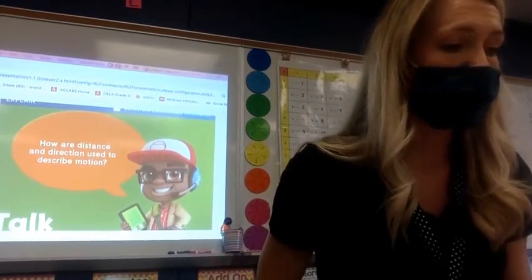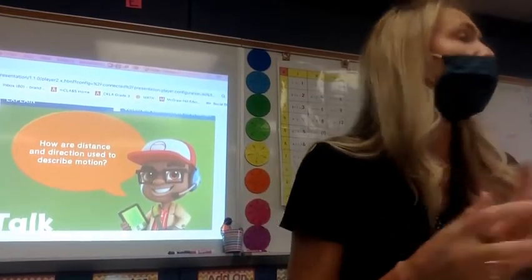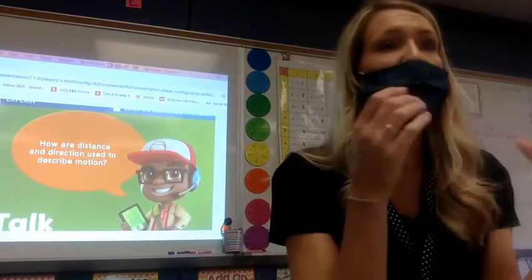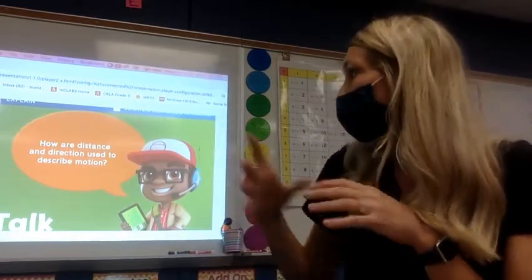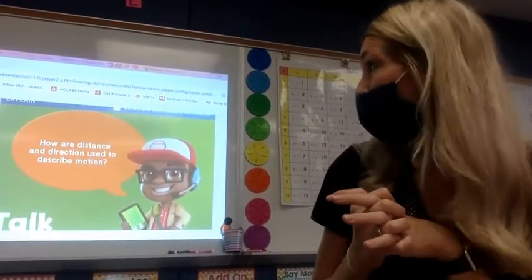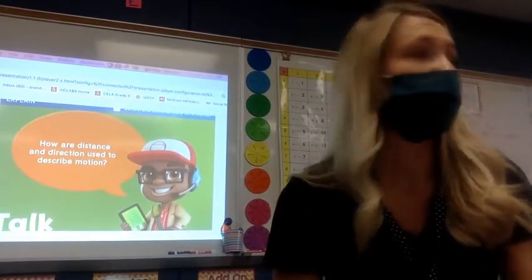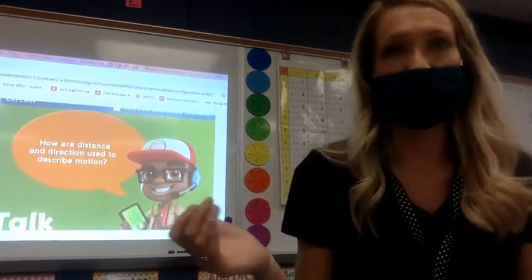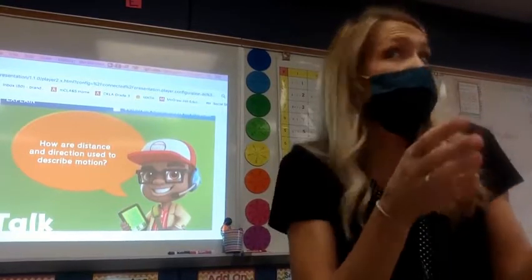Today, we are going to jump in a little bit and we are actually going to talk about the speed of something. And then we're going to do a little bit of vocabulary as well. Sound good? So the first piece is going to be all about an object's speed. So we have up here, and it says, how are distance and direction used to determine motion? So distance is what? How far? How far something travels. Direction is? What way? Yeah, which way it's going.